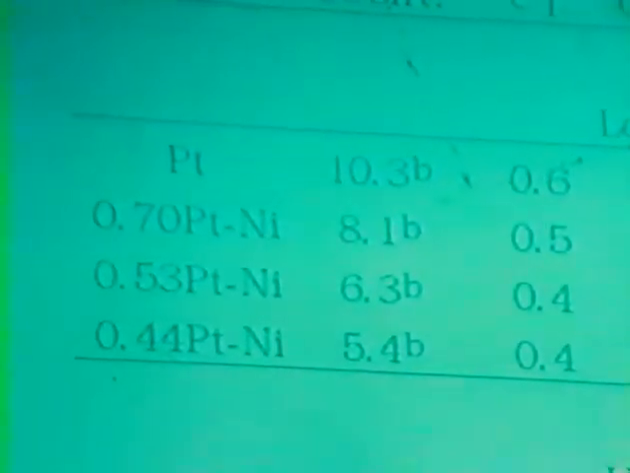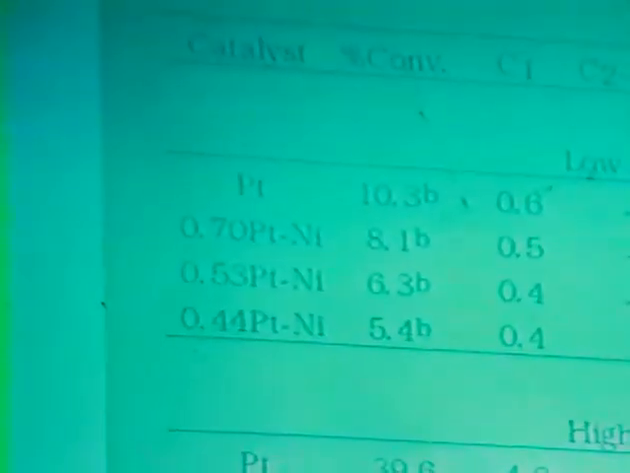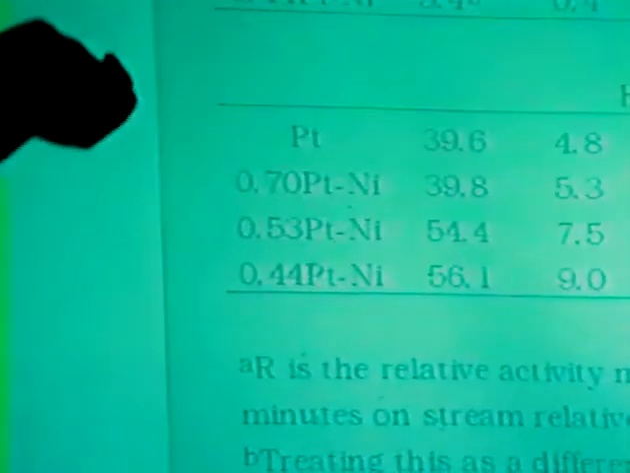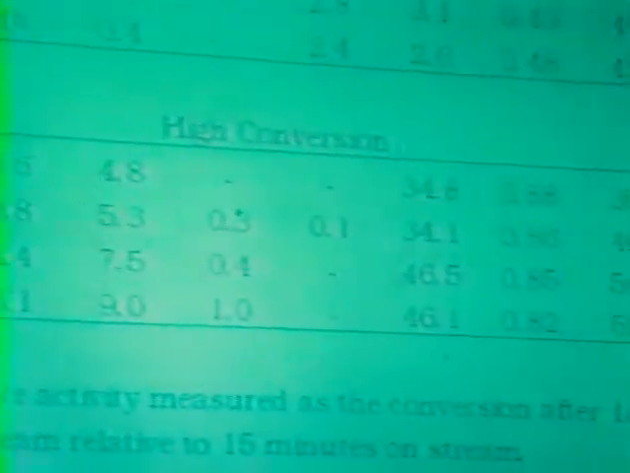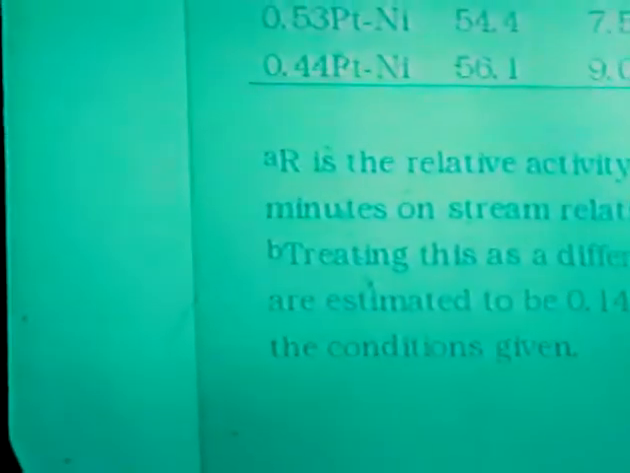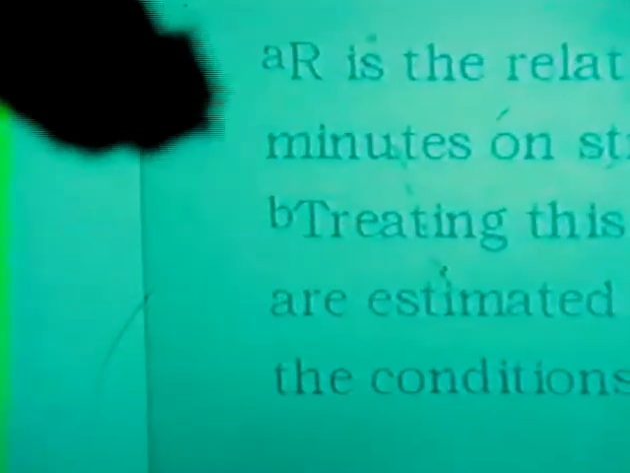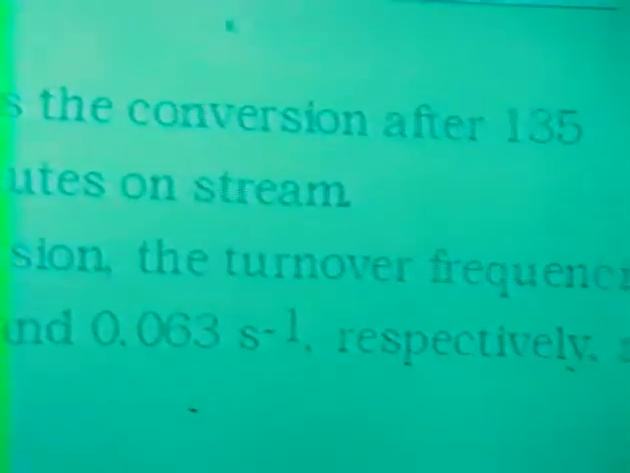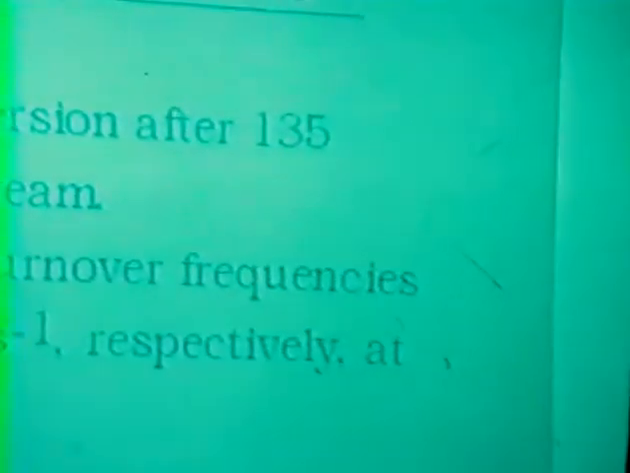From these low conversions, when we add the nickel, we see that the estimated turnover frequencies drop from about 0.14, not much change at all when we add some nickel, and then down to 0.11 to 0.06 as we move down from a mole fraction of 1 to 0.44 platinum. In other words, for this reaction, we're losing at most a factor of 2 as we add the nickel to platinum, and at low additions of nickel, the turnover frequencies are not changing hardly at all.